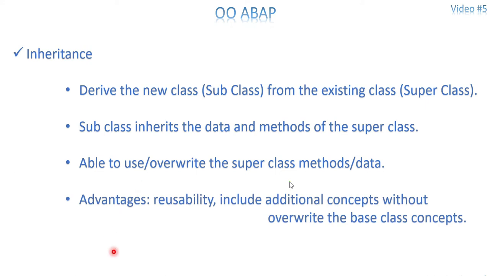The advantages are reusability, and it includes additional concepts without overwriting the base class concept. Overwriting means you're not going to disturb anything of your superclass. Once you inherit, that is yours. You can make use of the output or the functionality of the method or the attribute. It's not that once you overwrite, it changes the superclass also. No. You can make whatever changes you want. It never affects the superclass functionality or superclass attribute values. These are the advantages of inheritance.